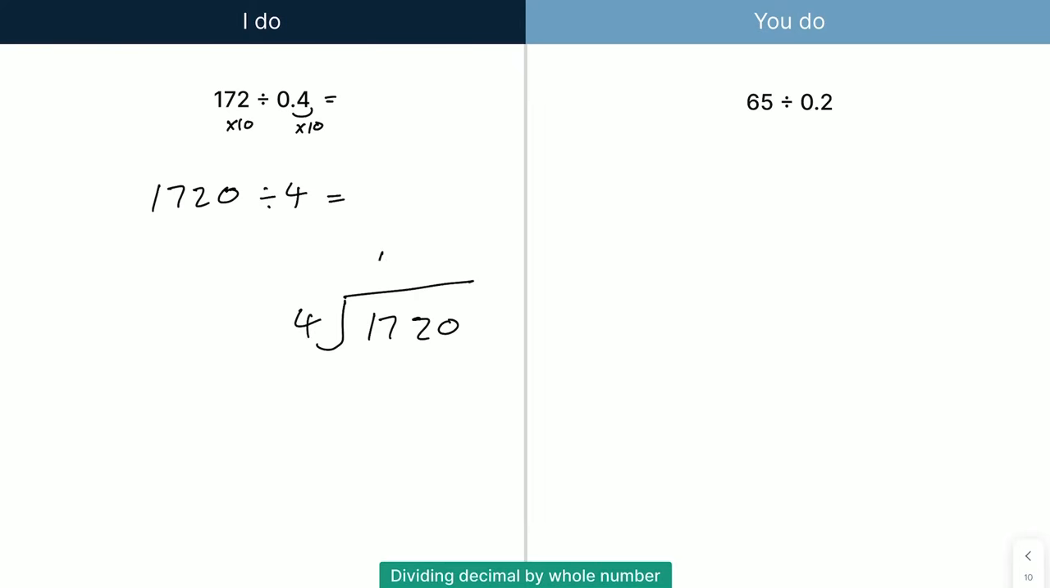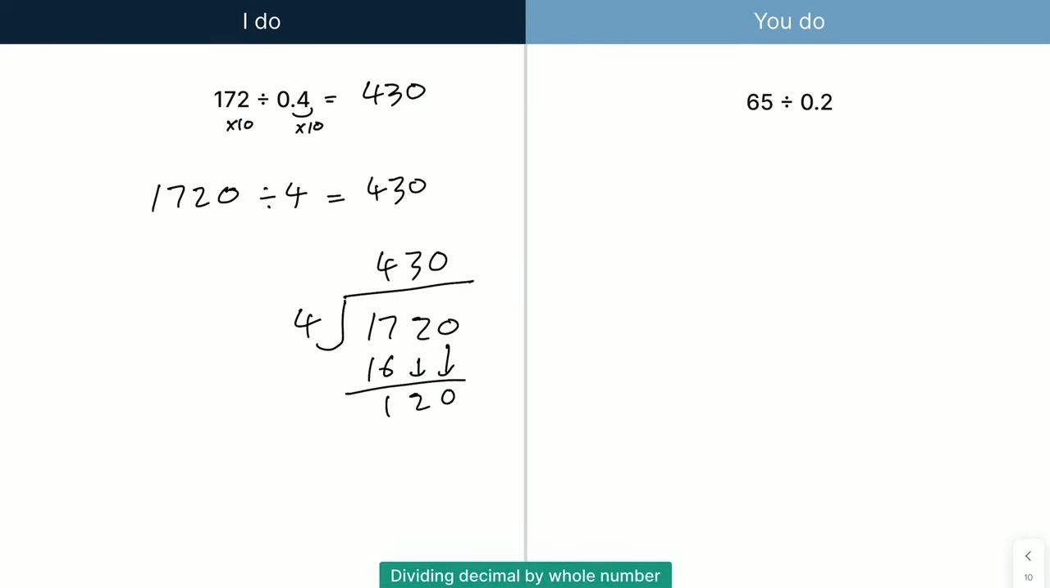Well, how many times does 4 go into 17? Well, it goes 4 times with the remainder of 1. We have the 12 left, so that just becomes 3. And then we can just put the 0 up there. And there's the answer, 430. So the answer here and here is going to be the same. And you can always double check this with a calculator after you've finished.